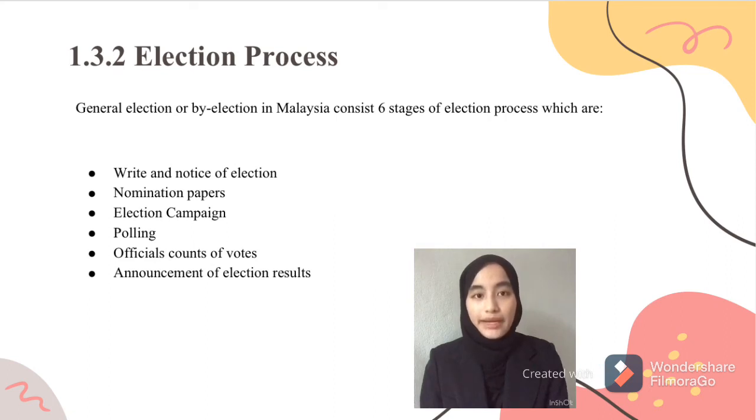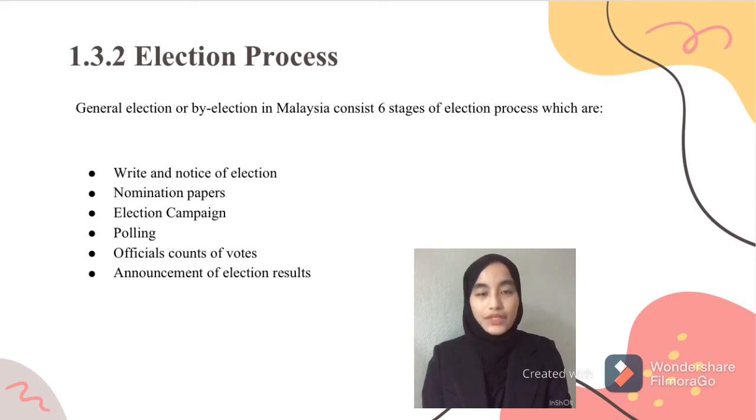Next, polling. On the polling day, registered voters can go out to the polling centres to vote. The Election Commission will set the voting time between 8 a.m. until 5 p.m. The voters will be given one ballot paper and are entitled to one vote. The polling centres will close at 5 p.m.